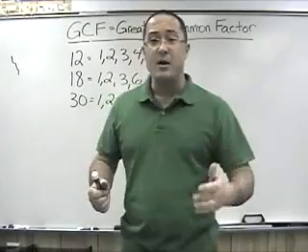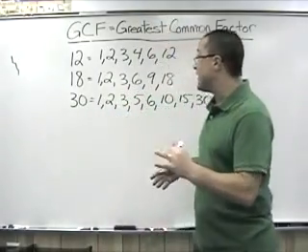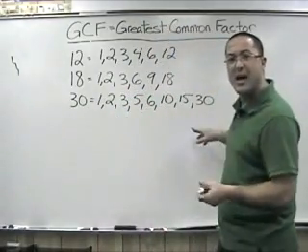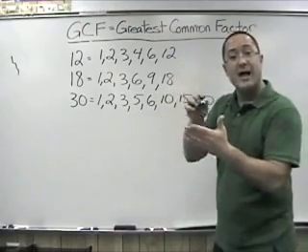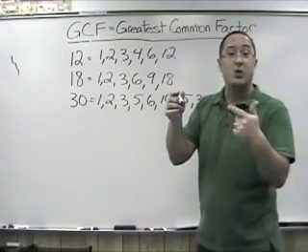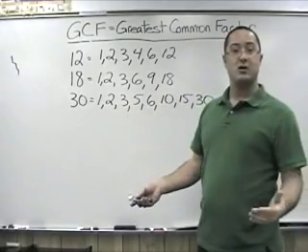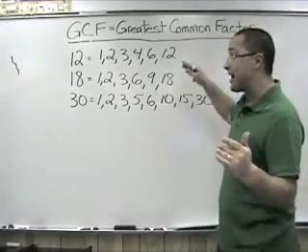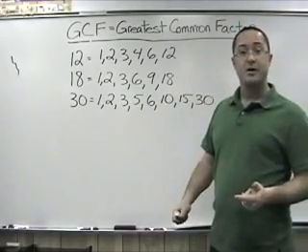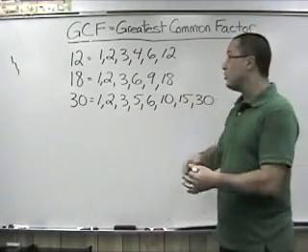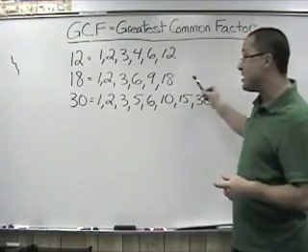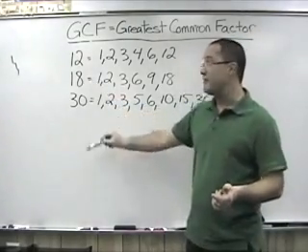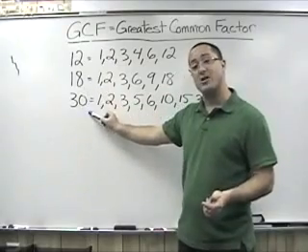So, once again, when you're thinking about greatest common factor, you're looking at a group of numbers, and you're trying to find out what factors they have in common, and which of those factors is the greatest, the biggest number that I could divide all those numbers by. So one method is to list the factors for all the numbers you're dealing with, as I have done here. We're going to try to find the greatest common factor for 12, 18, and 30.